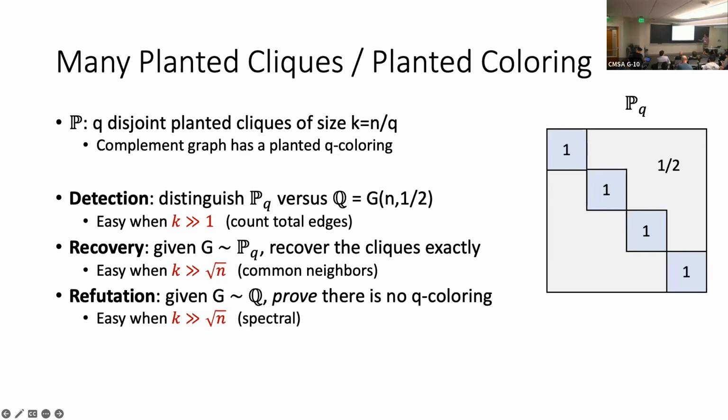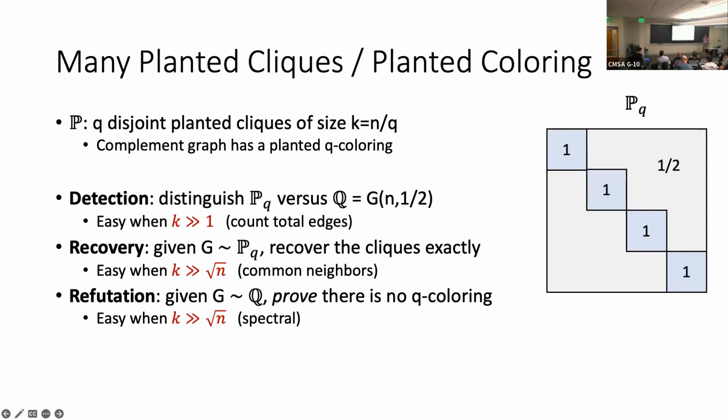We can already see that some of the thresholds are different here. For detection, this problem is now super easy, because I've added a ton of edges. If I just count the total edges, I can basically always solve this. I no longer need each clique to have size root n. What do you mean by K becoming bigger than that? K is bigger than some polylog n, since I'm always hiding polylog factors. In this case, I think K just needs to be little omega of 1.